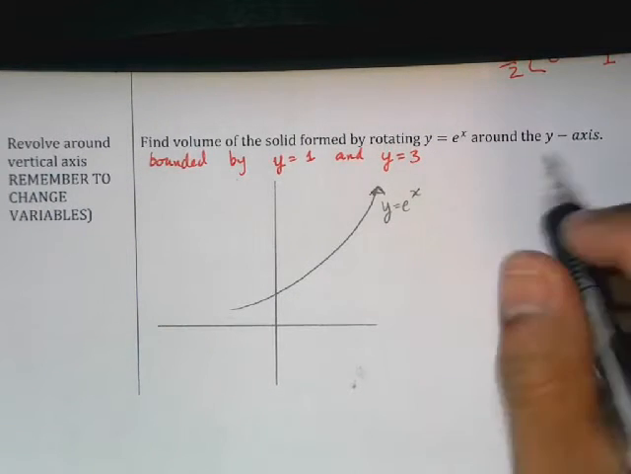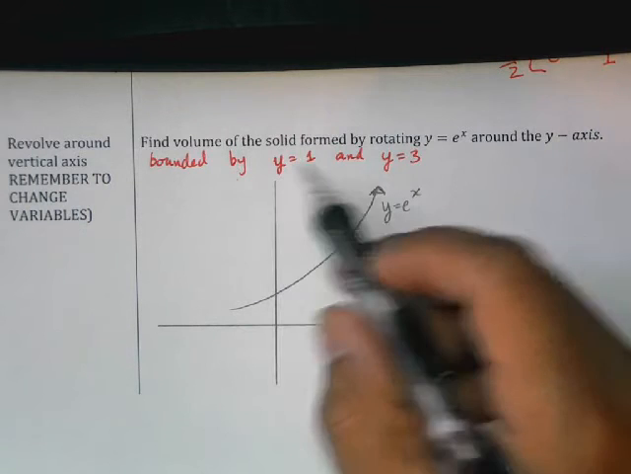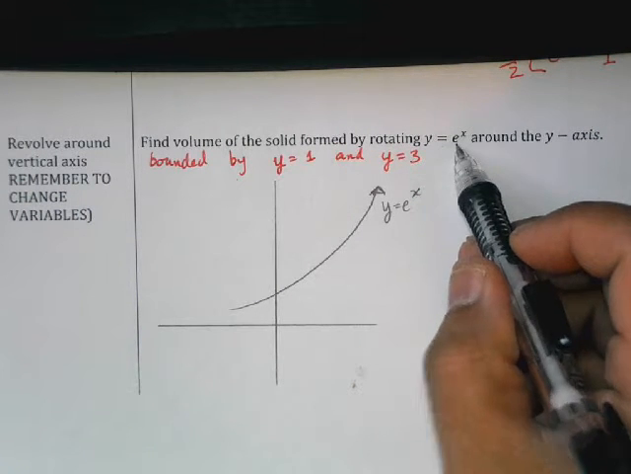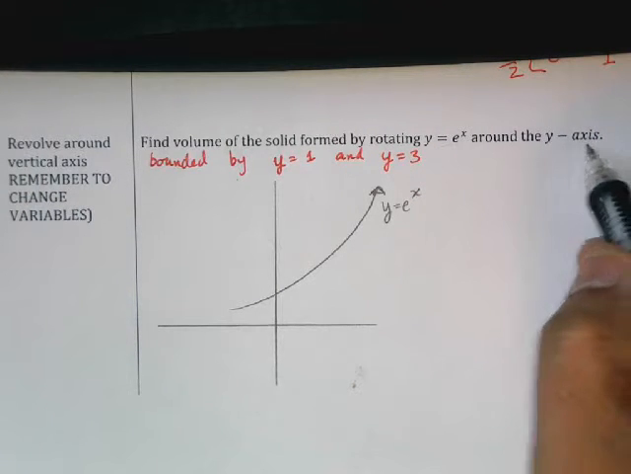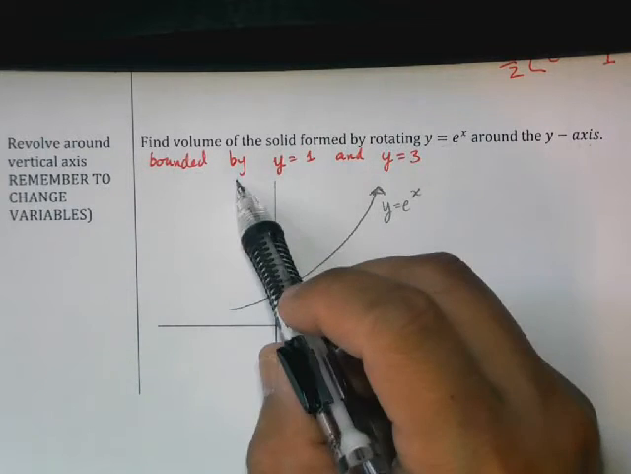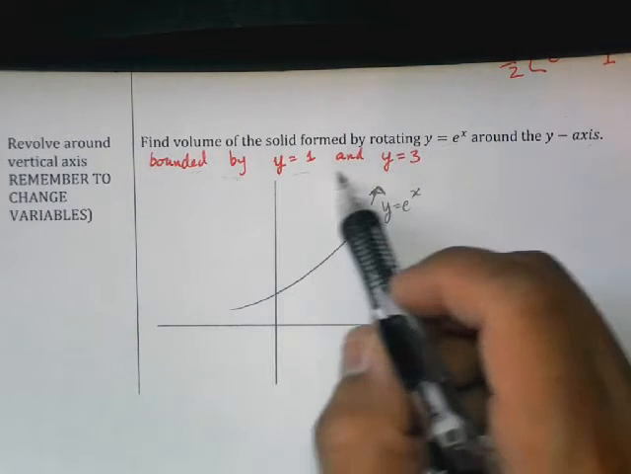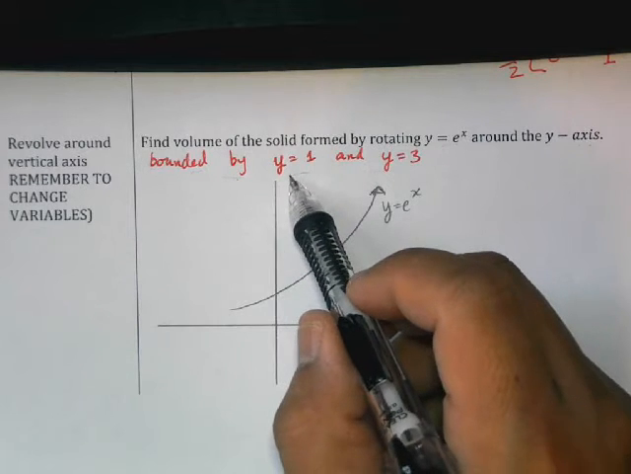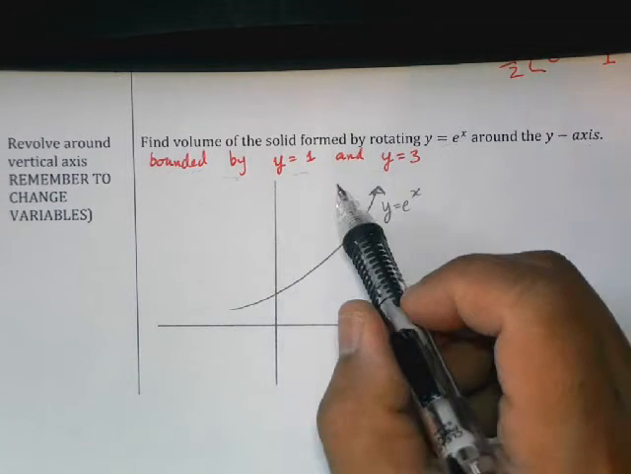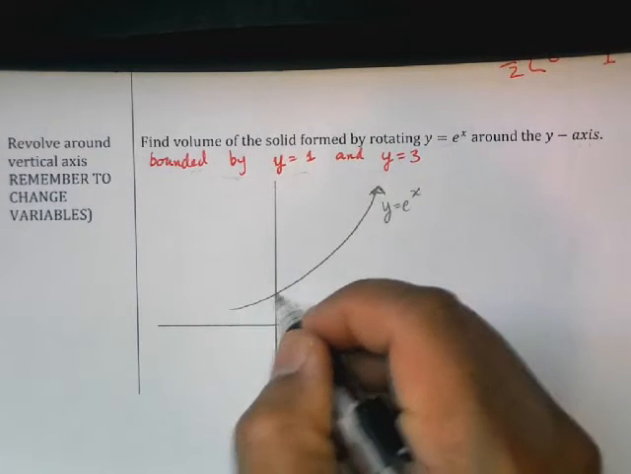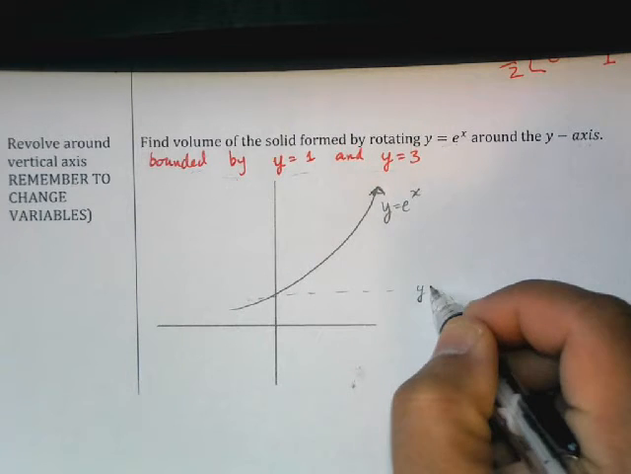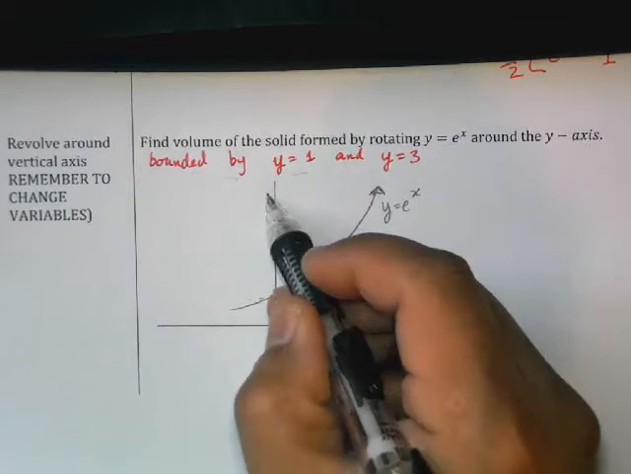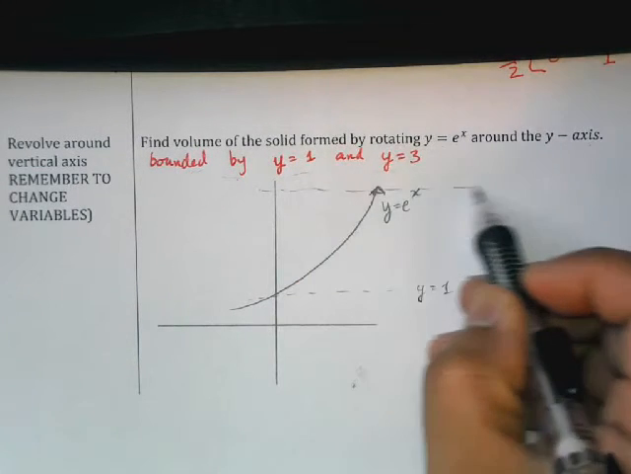And so we have this problem here. Find the volume of a solid formed by rotating y equals e to the x around the y-axis. And I needed to add this in: bounded. This is part of the problem. Okay? I'm not inventing this as a solution. This is part of the problem description that I just forgot to type up. It is bounded by y equals 1 and y equals 3. So y equals 1 happens to be here, and y equals 3 is somewhere up here.